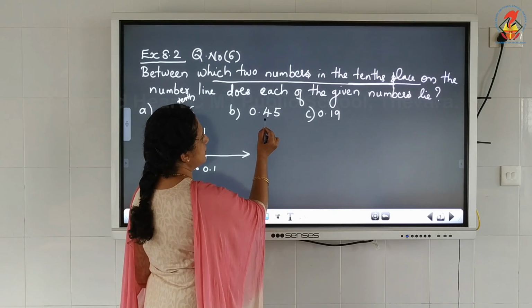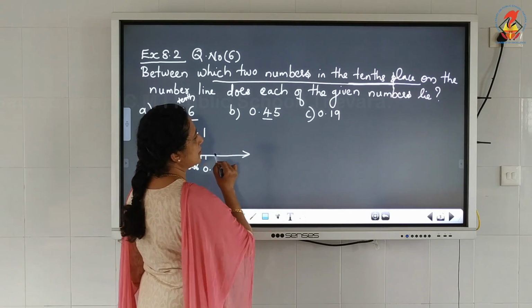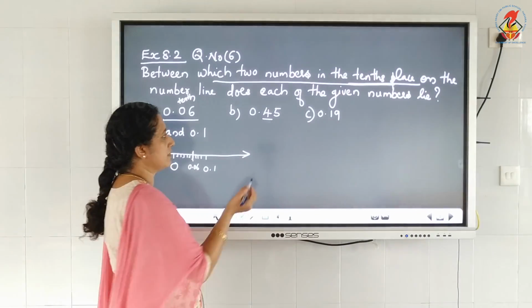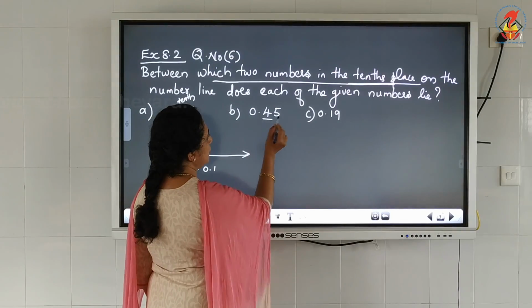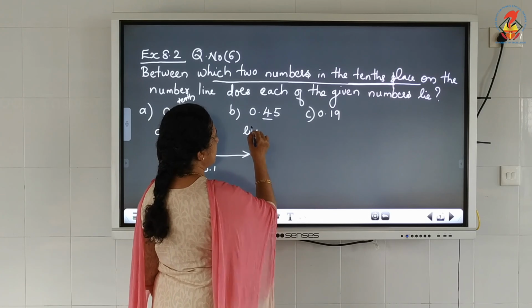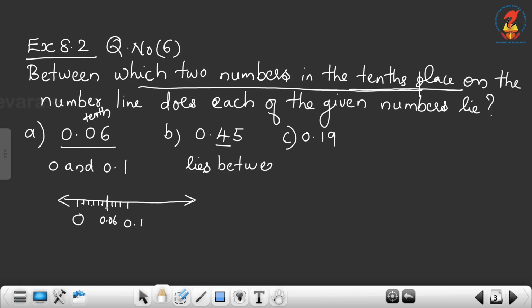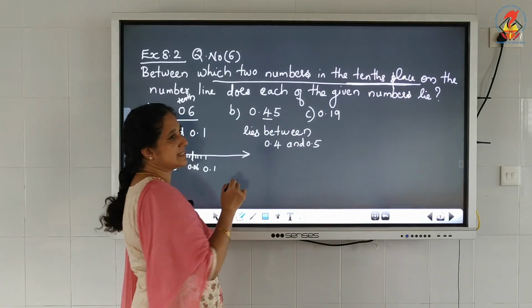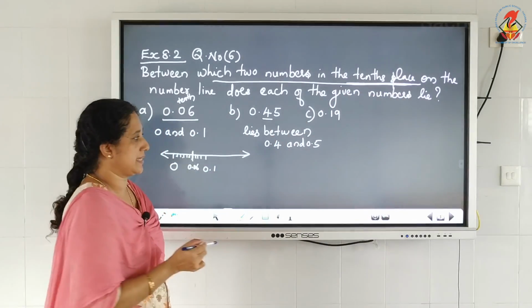Now 0.045. Now look at the digit at the 10th place, it is a 4. So what will be the next digit? 5. So we can say that 0.45 lies between 0.4 and 0.5. So between which two numbers in the 10th place? You have to consider the digit in the 10th place.